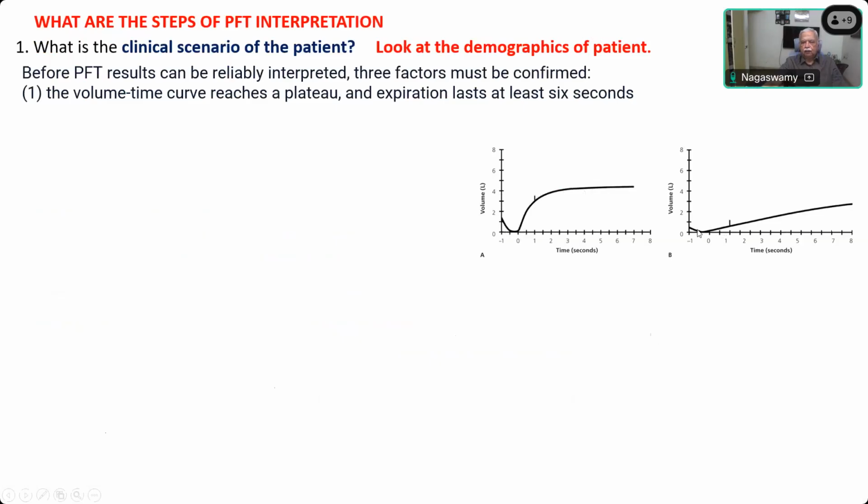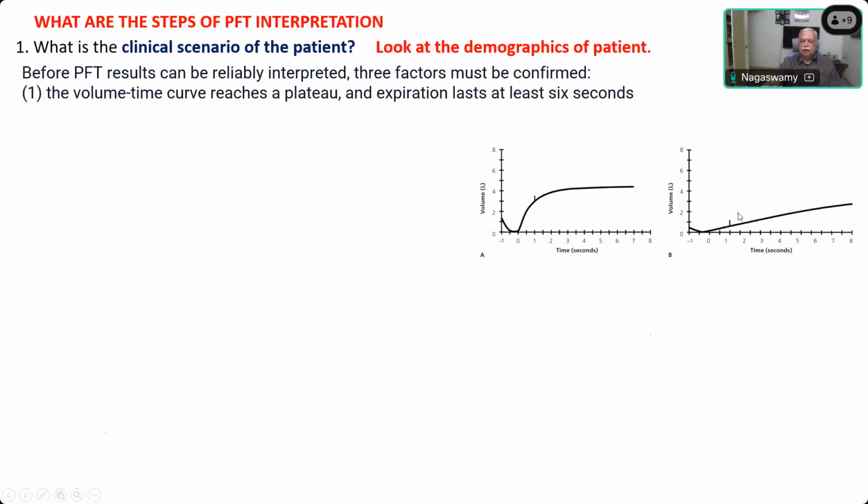Whereas if the volume time curve goes like this, keeps on increasing without achieving a plateau after the initial rise, this is not reliable. So the first thing you must do is plot a volume time curve and see whether the exhalation lasts for a minimum of at least 6 seconds and achieves a plateau. Whereas here you can see it is going on increasing. It is not in a plateau. It is not in a straight line.